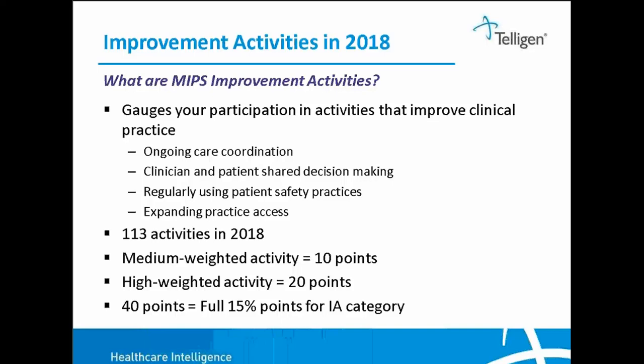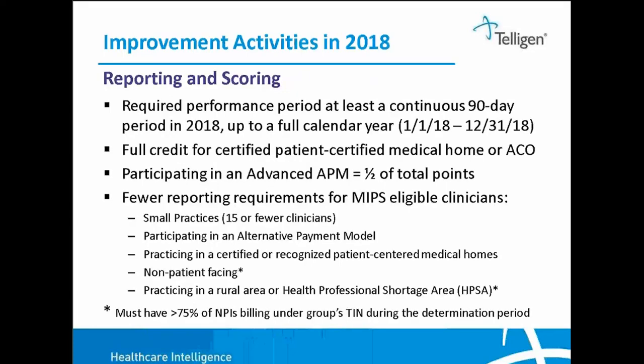The activities are either medium-weighted or high-weighted. Medium-weighted activities are worth 10 points. High-weighted are worth 20 points. To get full credit for the improvement activities category, an eligible clinician needs 40 points. The required performance period for the improvement activities category is a continuous 90-day period for 2018, but you can go up to a full calendar year. So anywhere from January 1st of 18 to 12/31 of 18, but at least a minimum of 90 days.